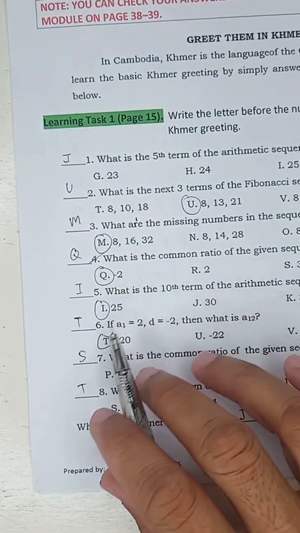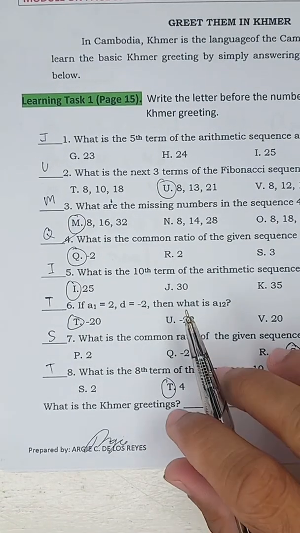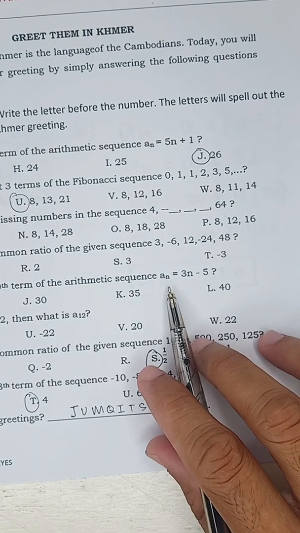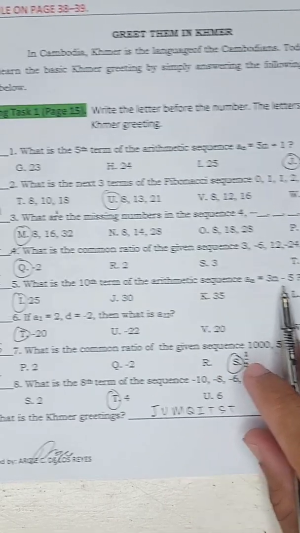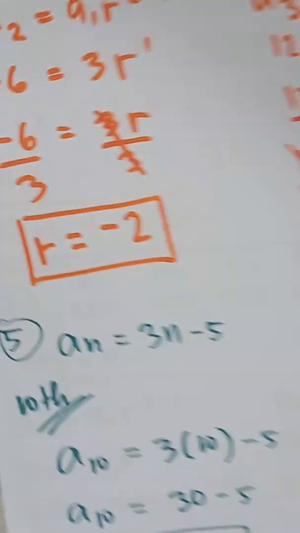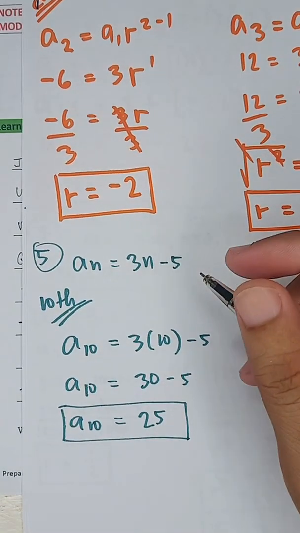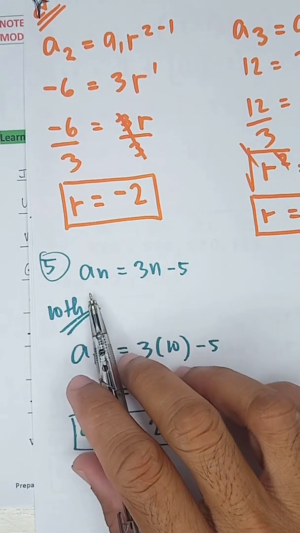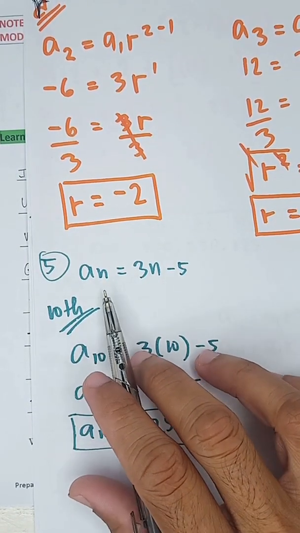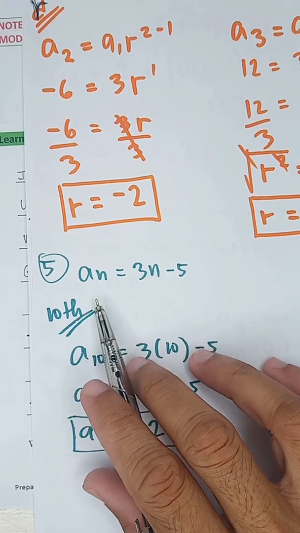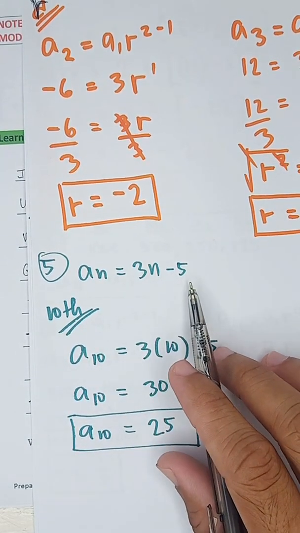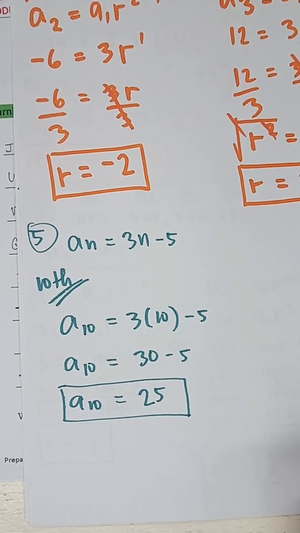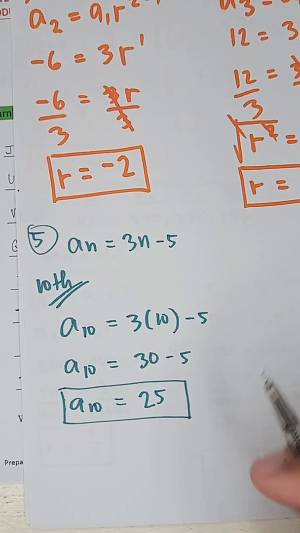U, -2. Number 5. What is the 10th term of the arithmetic sequence a sub n is equal to 3n minus 5? Ano daw yung pang 10? Ay, yung pang 10 na term. So, here is the formula. A sub n, or the given formula, number 5. A sub n is equal to 3n minus 5. Yung pang 10 term yung hinahanap natin.